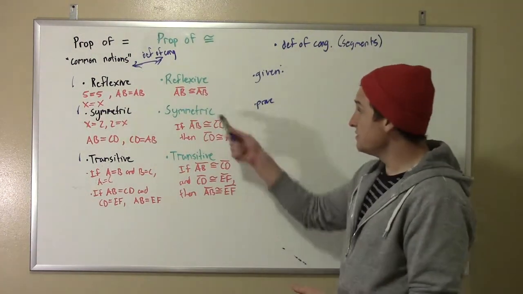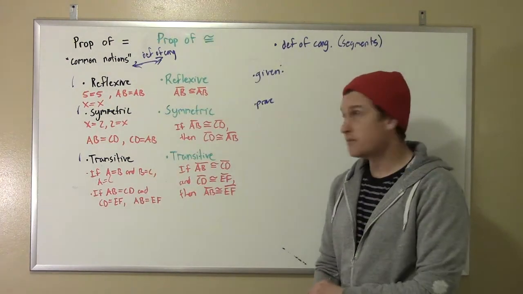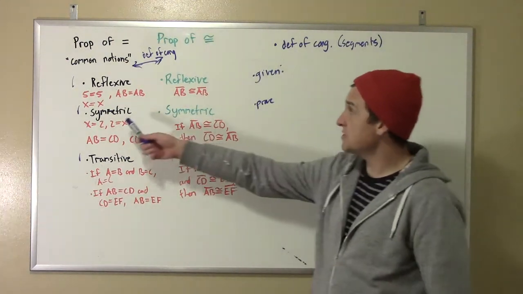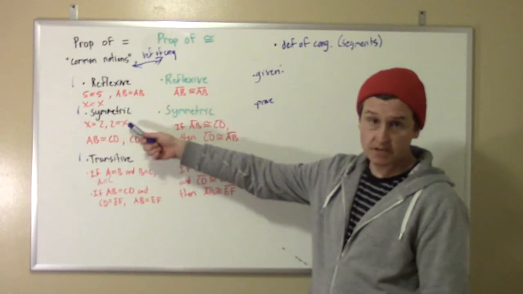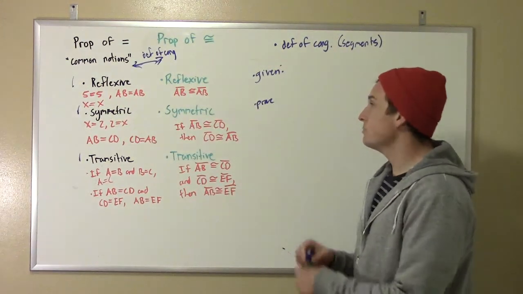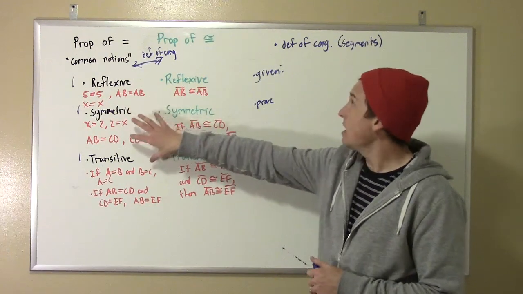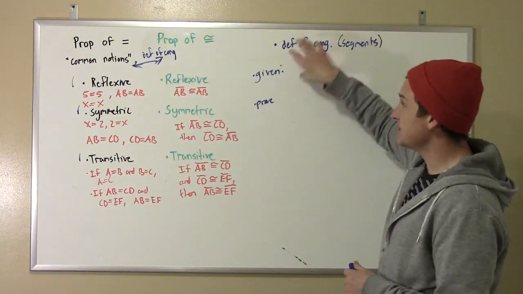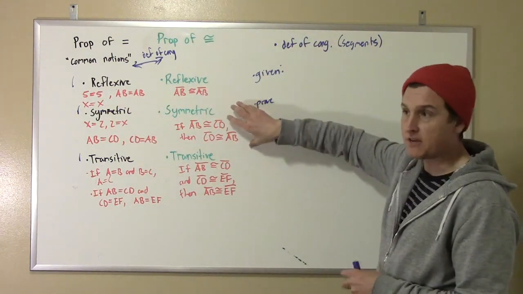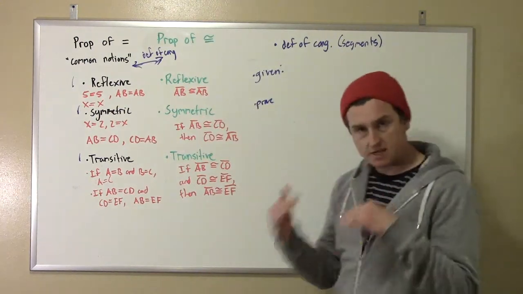Okay, we're back to do the symmetric property of congruence. Now, again, we're already assuming that we have this symmetric property of equality. We're just going to use that already established fact along with the definition of congruence to prove that there's a symmetric property of congruence. So we're using deductive logic.